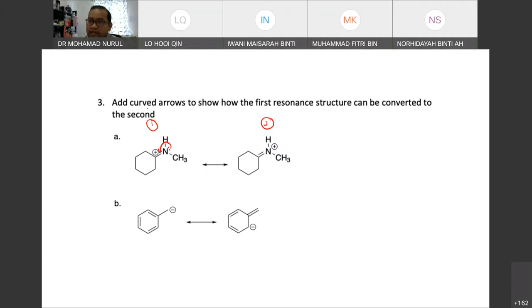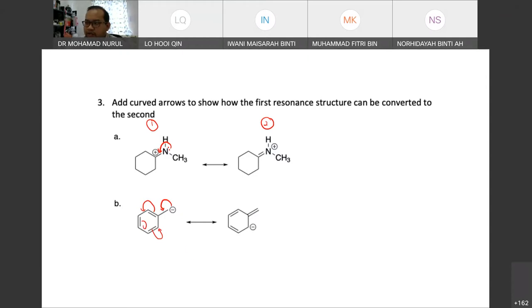The question is quite clear. Add a curved arrow on it. Okay, so next questions. How to do that? First, do it like this. You have to move this one, and this one. We get this one.